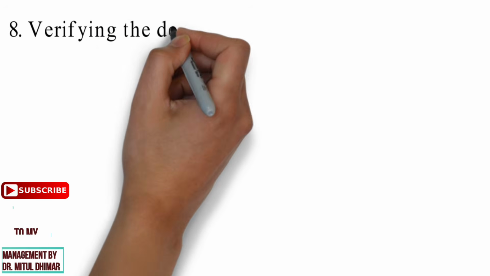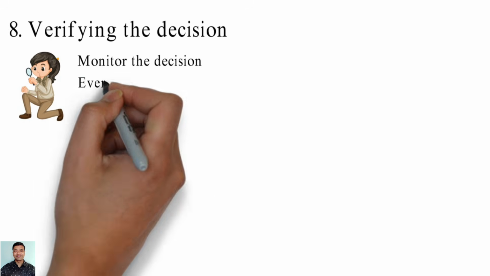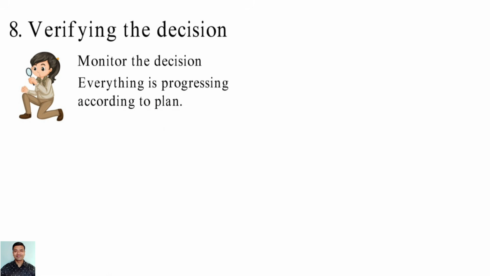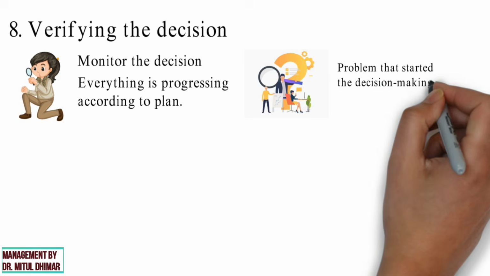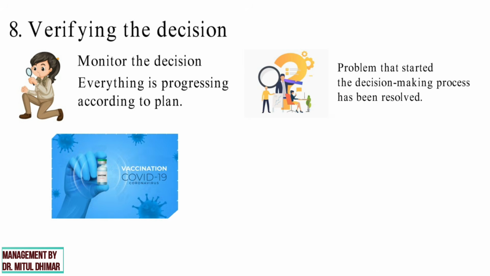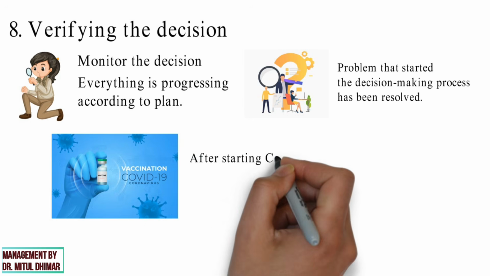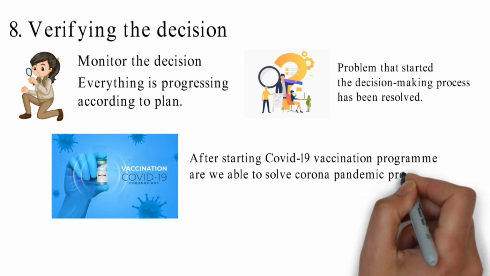Step number 8. Verifying the decision. Managers should monitor the decision implementation process to make sure everything is progressing according to plan. You must also ensure that the problem that started the decision-making process has been resolved. For example, we need to check that after starting COVID-19 vaccination program, are we able to solve corona pandemic problem or not?